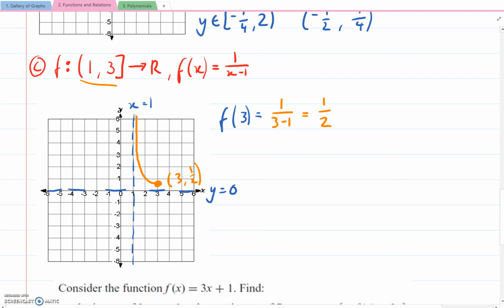The reason I'm not subbing in 1 as a value is it is an asymptote. So it's never actually going to reach x = 1. So we don't need to sub that in as an asymptote. So the range here would be inclusive half to infinity, which of course we do with a curved bracket. Slowly getting there.